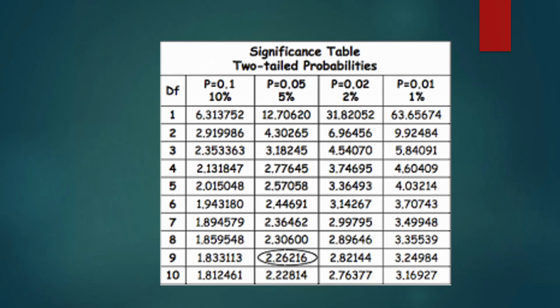Then there are the levels of significance: 10%, 5%, 1% are given. From that you have to take the value. If it is 5% and the degrees of freedom is 9, then the table value is 2.26216. In that way you can find the table value.